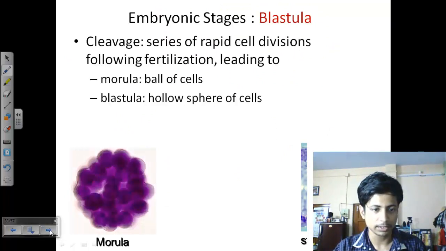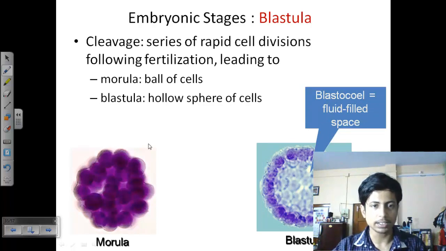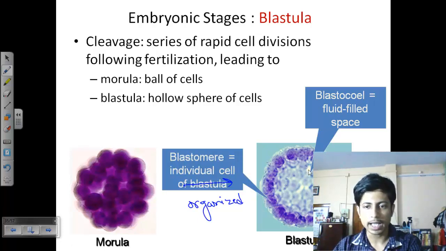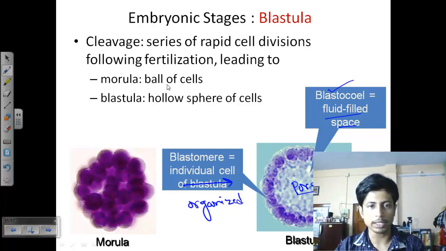If you see here, it's something like this. This is the phase of morula where cells divide one after another and stack one upon another. But in the blastula, those cells are much more organized in the periphery only. So those cells of the blastula are termed blastomeres, right? And the pore that is formed in the middle, the fluid-filled cavity or space, is known as the blastocoel. These are the two terminologies, right? So morula is a ball of cells, blastula is a hollow sphere of cells.